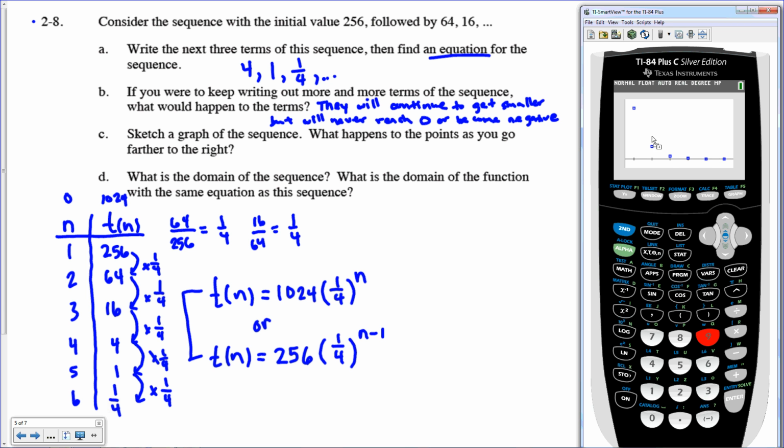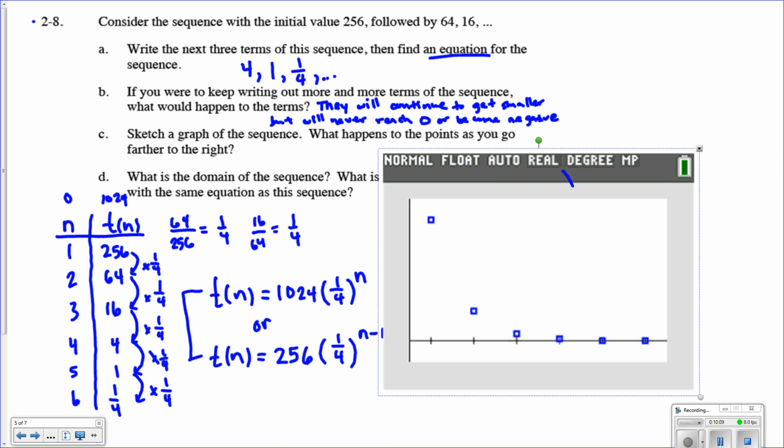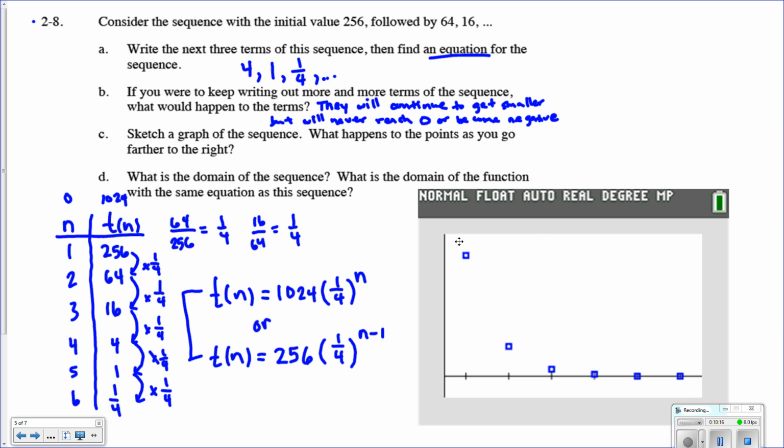So here's my sketch. Yes, I'm a cheetah. Oops, didn't mean to do that. There's our sketch there. As it's coming, it's going down more and more and more. So this is what happens to the points as you go farther to the right. Well, they're going to continue to get smaller and smaller and smaller. But they're never going to get to 0 again, and they're never going to be negative. So it's pretty much like the same answer we have as on the one before.